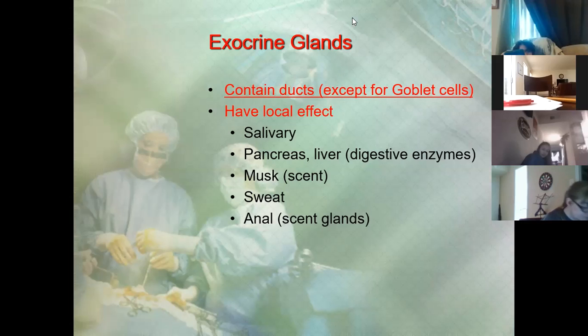Unlike our endocrine glands, where they're putting their stuff in the blood and it goes everywhere. So these are going to have a very localized effect. Some examples are your salivary glands. You're producing saliva all of the time. Your saliva contains digestive enzymes. Throw out some words like amylase and lipase. Help break down starches. Your scent glands. Give me an example of a scent gland.